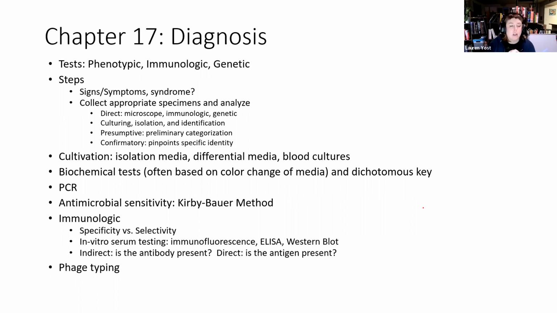So chapter 17, that was the diagnostic one, the short one. We talked about the different kinds of tests that you can do when you're trying to diagnose your patient. The phenotypic, the immunologic, and the genetic. Remember, phenotypic is going to be things like your biochemical tests. Immunologic, things like ELISA, and genetic, things like PCR.